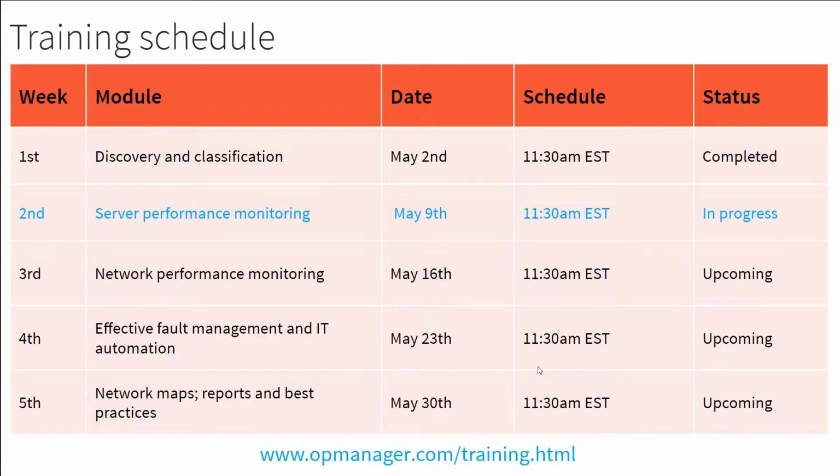As you all know, this is a 5-part training session, and in the first week we have already covered discovery and classification. Today we will see server performance and its monitoring. Next week, on the 16th of May, we will see network performance monitoring. On the 23rd of May, we have effective fault management and IT automation. And in the last week, on the 30th of May, we will cover network maps, reports, and the best practices for OpManager.